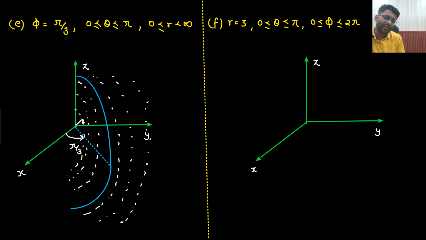Here, what is the value of r? r equals 1. Here, r equals 2, r equals 3, r equals 4, then r equals 5, 6, 7, and so on. So this kind of disc you will be getting, which is spread till infinity.